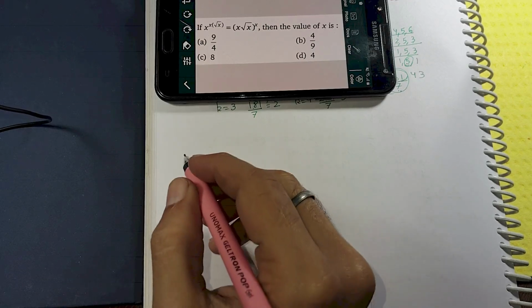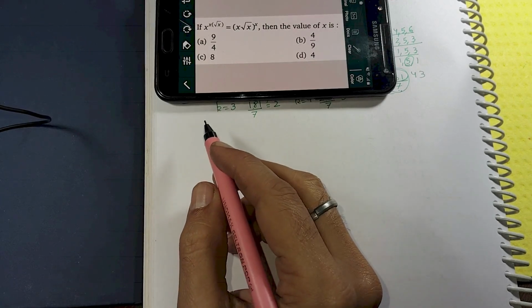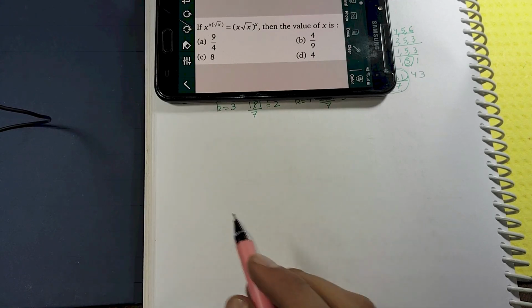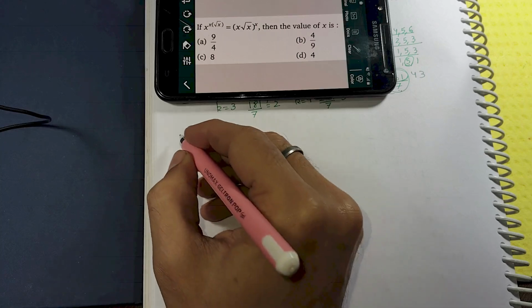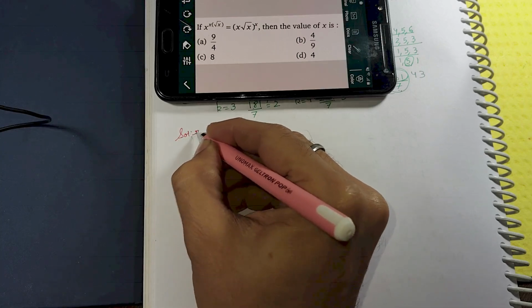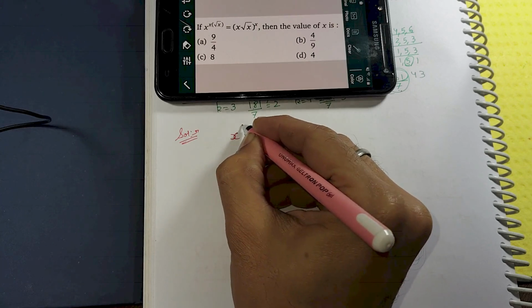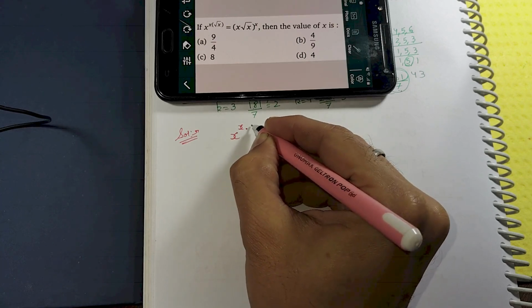If x raised to power x multiplied by under root of x is equal to x multiplied by under root of x whole raised to power x, then the value of x is. So basically we need to find the value of x. The expression given is x raised to power x multiplied by root x, I can write x raised to power 1 by 2.